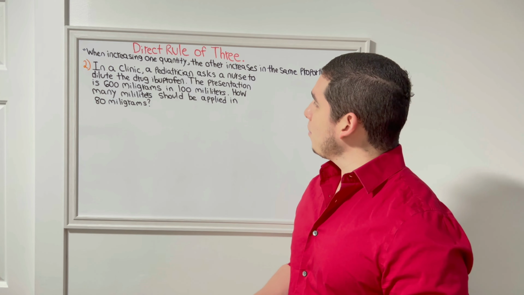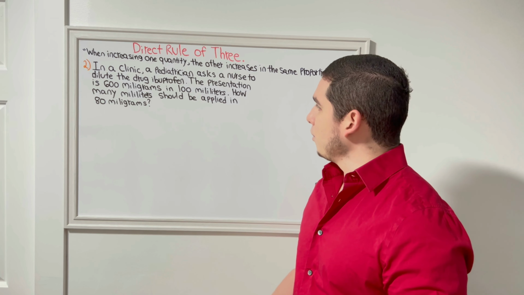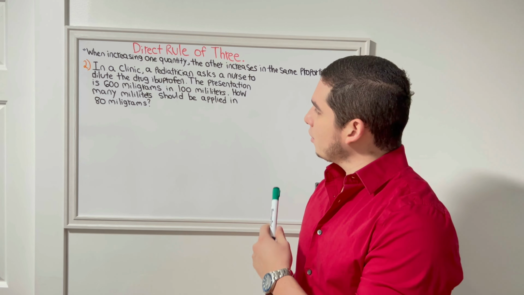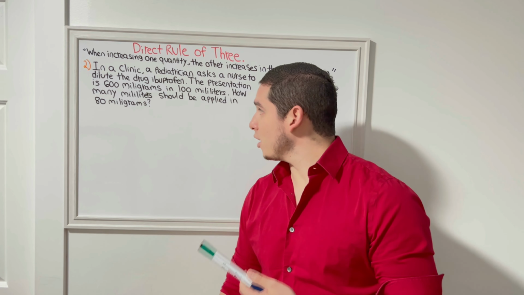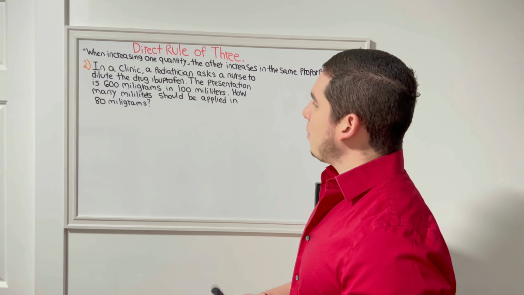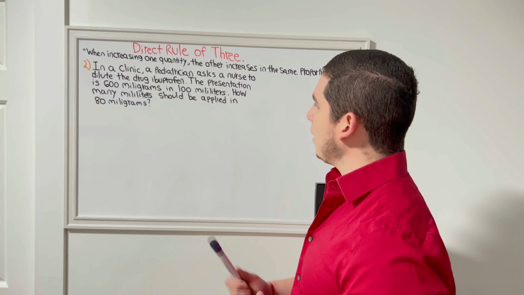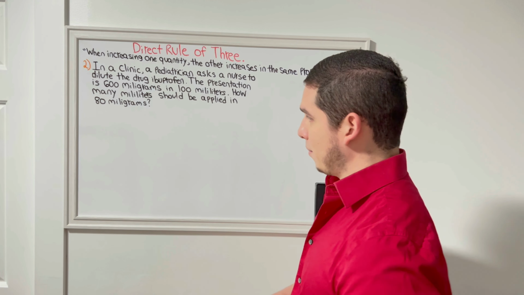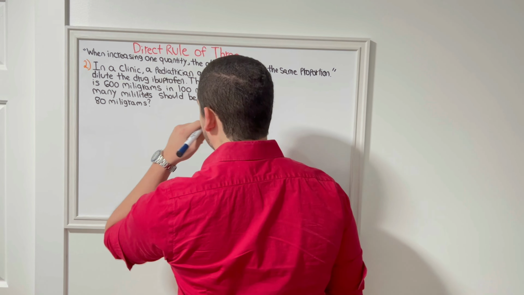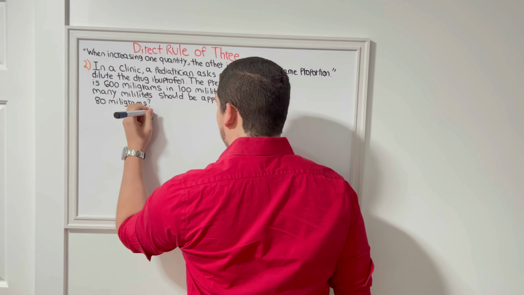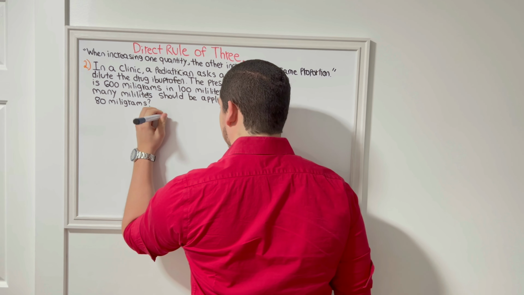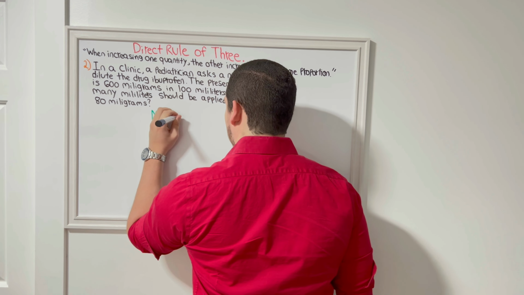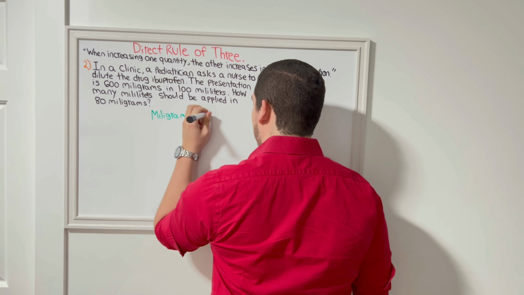In a clinic, a pediatrician asked a nurse to dilute the drug ibuprofen. The presentation is 600 milligrams in 100 milliliters. How many milliliters should be applied in 80 milligrams? First step, we have to identify which are our variables. We have milligrams, and we also have milliliters.